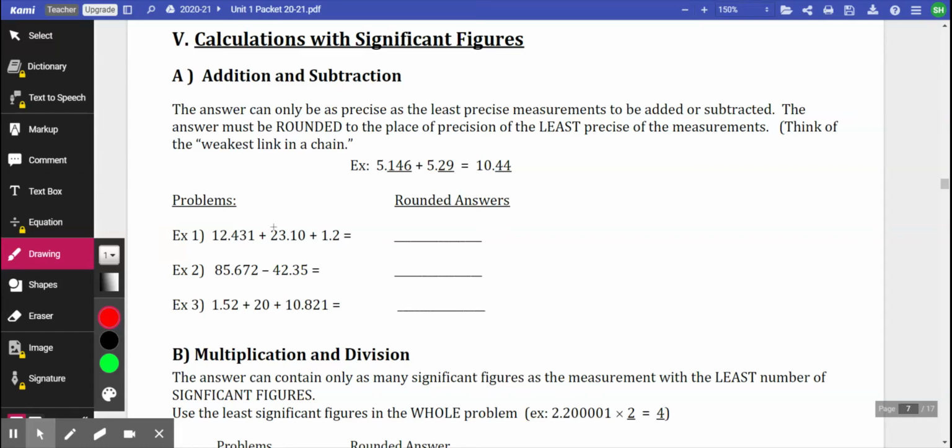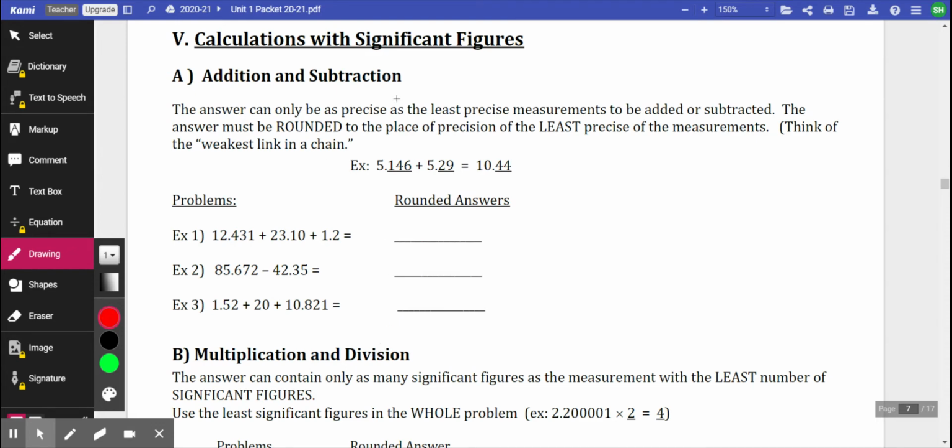Okay, so here we are for our lesson on calculations with significant figures. So we have two different sets of rules. One set of rules is for adding and subtracting. The other set is for multiplication and division. It's going to be important during the video that you pause and try the problems as we go, and then compare your answers with my answers in the discussion that I have about them.